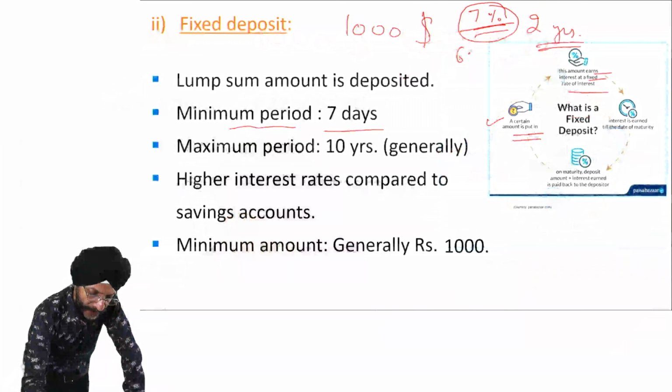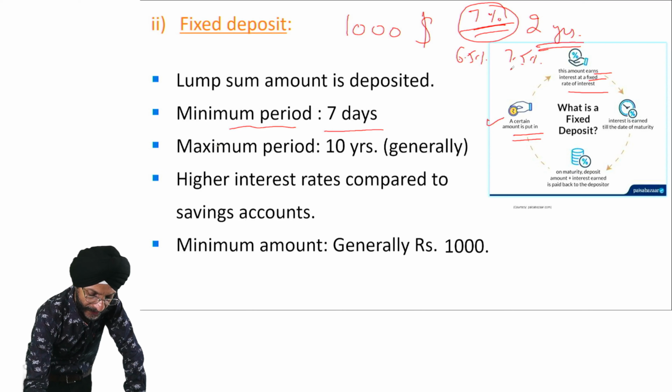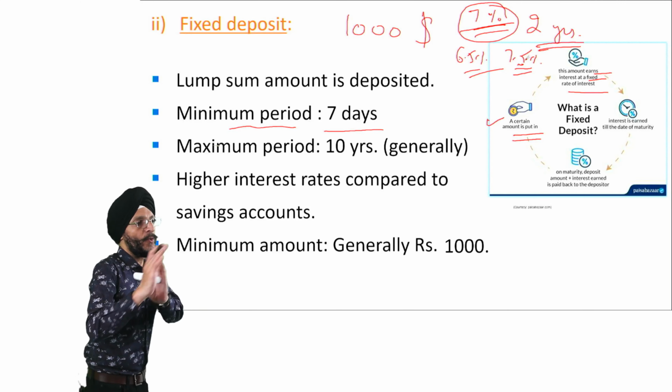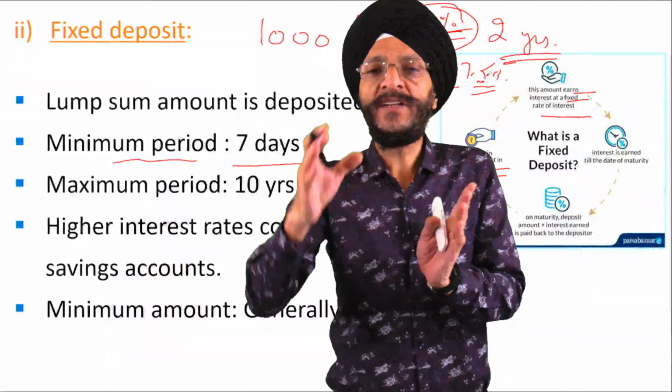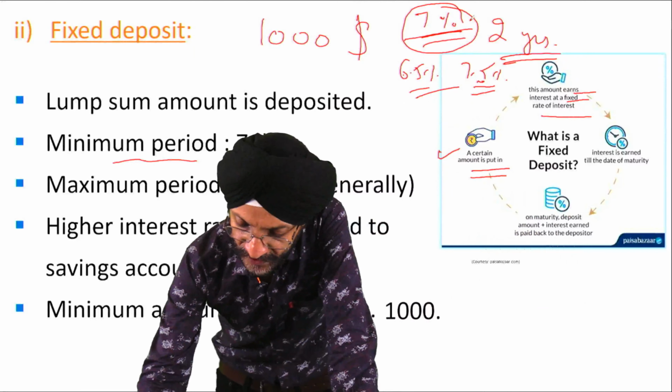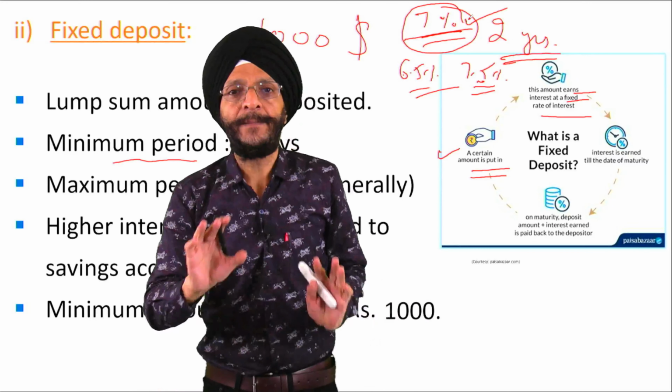Though the interest may decrease to 6.5 or increase to 7.5 after a few days, the banks will neither decrease nor increase the interest on your fixed deposit. They will pay you the interest as already promised by them.